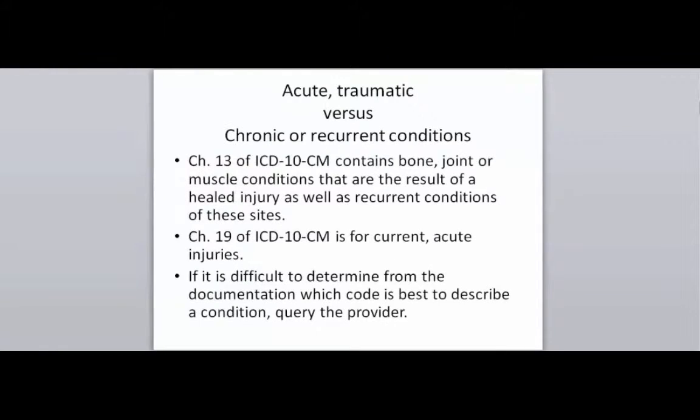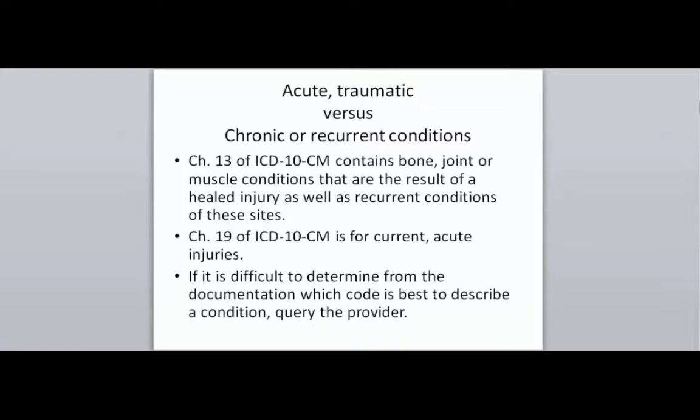The next slide talks about coding acute traumatic conditions versus chronic or recurrent conditions. Chapter 13 in the code book contains the bone, joint, and muscle systems that are the result of healed injuries as well as recurrent conditions. Current traumatic or acute injuries are coded in Chapter 19. So that is important when you're reading the diagnostic statement.